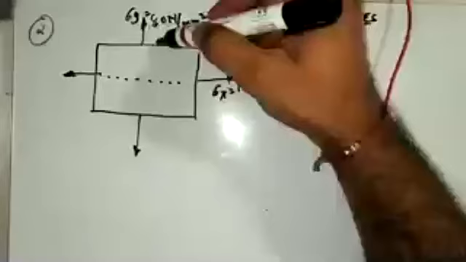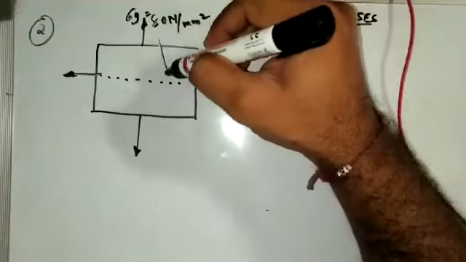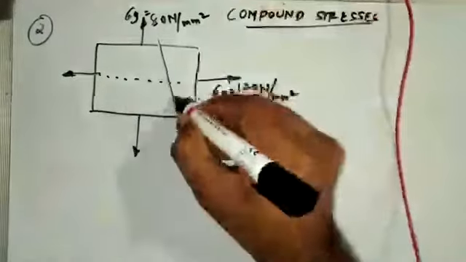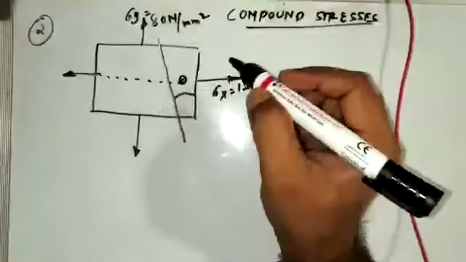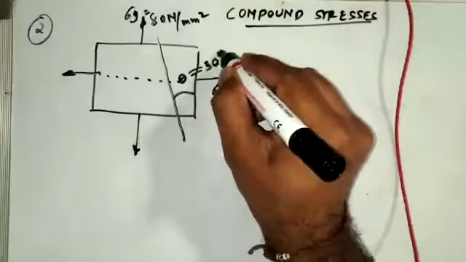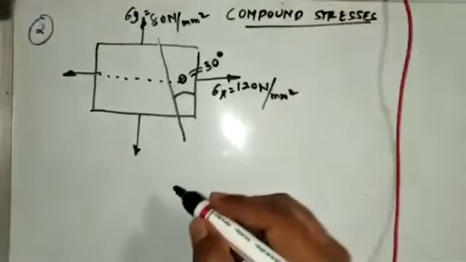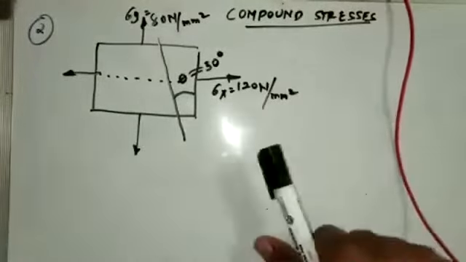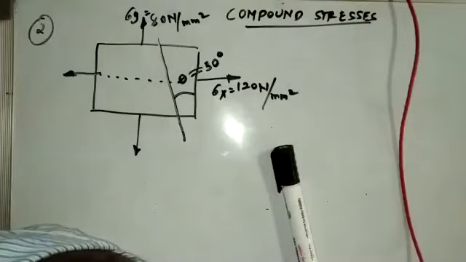So now we are interested to find stresses on a plane which is inclined at the angle theta. Correct. So theta is given. How much? 30 degree. See, one more thing you have to know. In the question, just read that. Find the normal, tangential and resultant stress on a plane 30 degree to the plane of major principal stress.